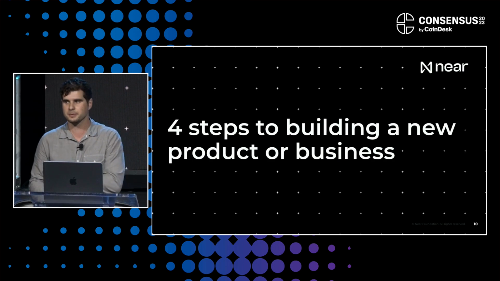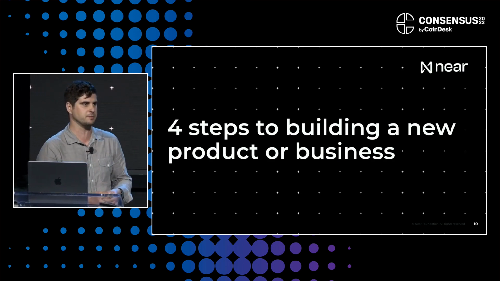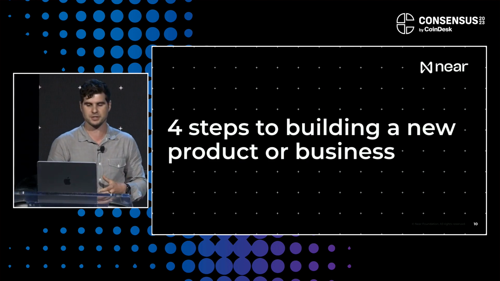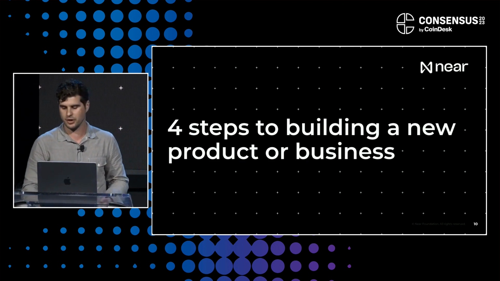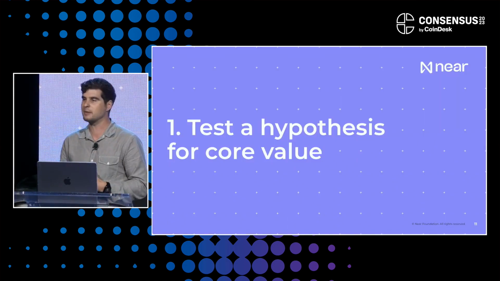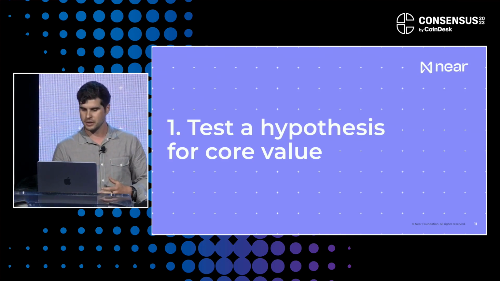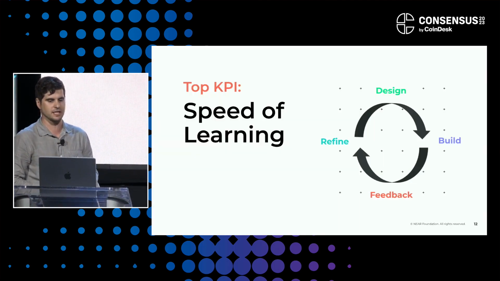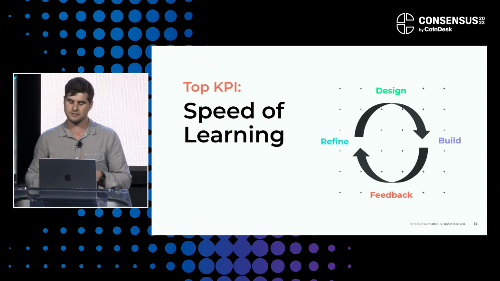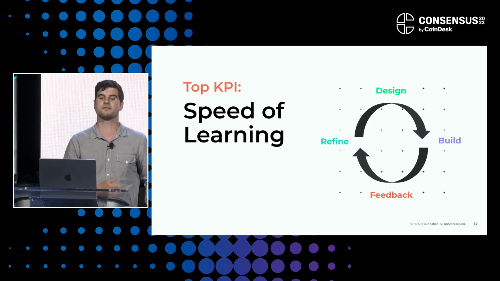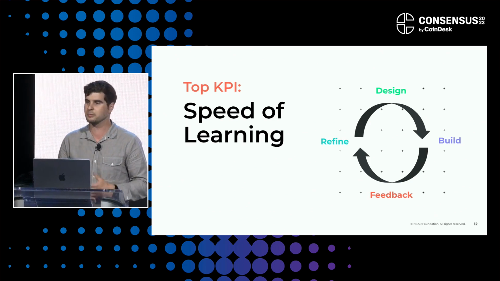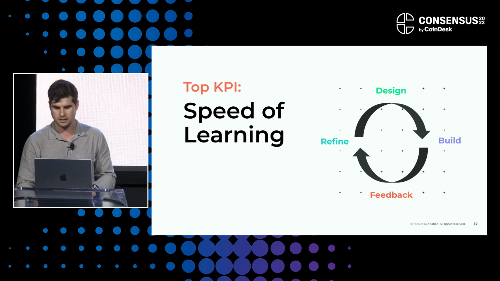All right, so from my experience, both as an entrepreneur as well as building new businesses in Web 2 companies as well as Web 3, I've found there's really 4 steps to building a new product and getting that off the ground. So I'm going to walk you through that with Idris's product. So the first is to test a hypothesis for core value. And the most important thing that you want to do at this stage is maximize your speed of learning. You want to go through the design process, the build process, the feedback process, and refine on that as fast as possible. As many iterations as you can get in, the more refined your product will be, the more value it will have, I guarantee it.